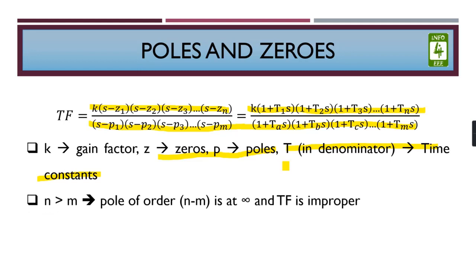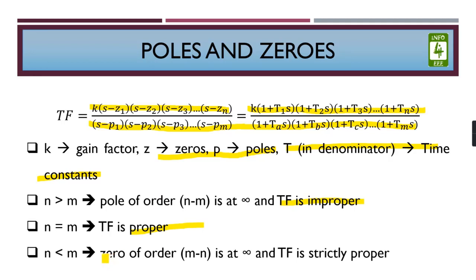Now if n is greater than m, it implies that the TF is improper. And obviously if the number of zeros is greater than the number of poles, there must be a pole which will lie at infinity, and its order will be n minus m. If n is equal to m, then the TF is proper. And if n is less than m, then the TF is strictly proper, and it will be the reverse of the case of n greater than m. That is, a zero of order m minus n is at infinity.